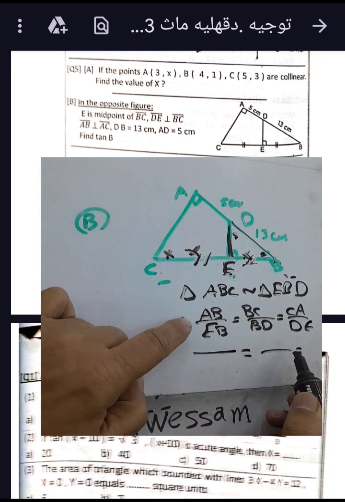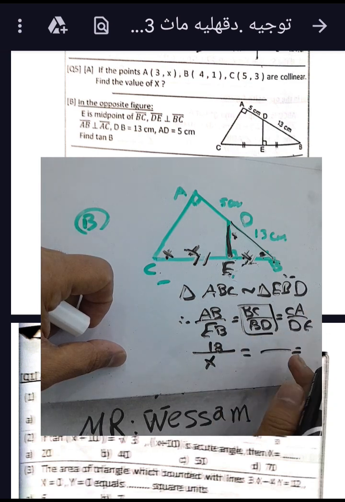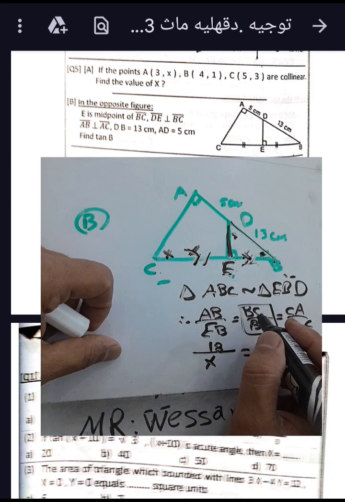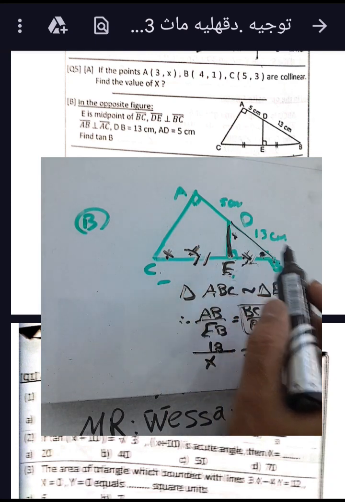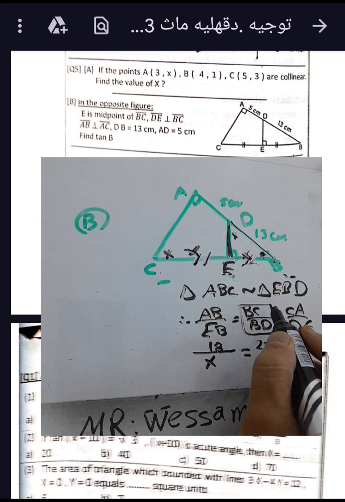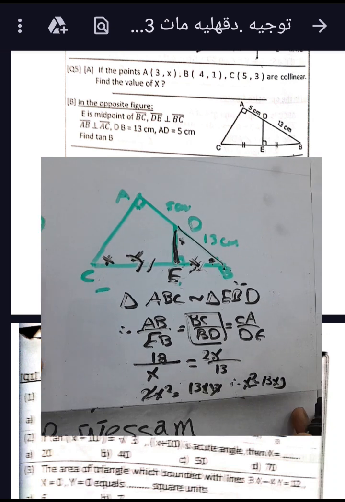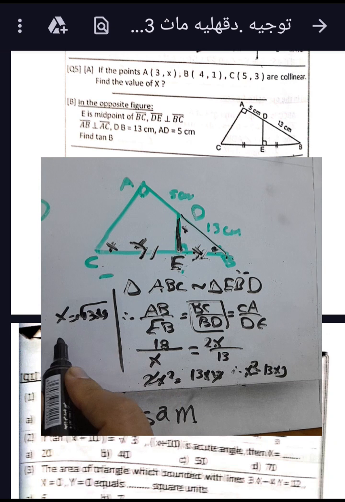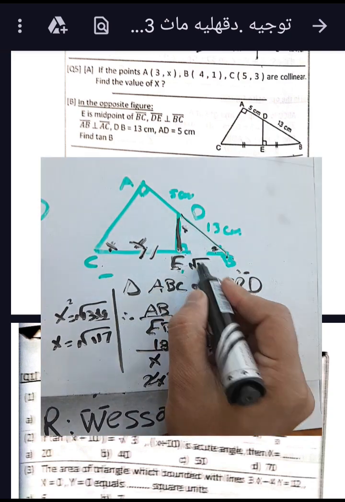Then we can write AB here as 5 plus 13, it will be 18, and EB and BD, we don't know. CA we don't know, and DE we don't know. Then we can write BC, where BC is X plus X, it will be 2X over BD, 13. Then 2X squared equals 13 times 18. Then X squared equals, dividing by 2, 13 times 9. Then X is the square root of 13 times 9. 3 times 9 is 27, write 7 and carry 2; 1 times 9 equals 9 plus 2 equals 11. And the value of X here is the square root of 117.